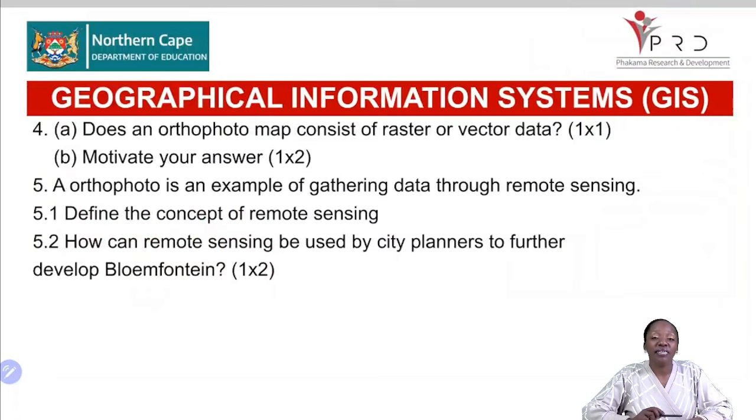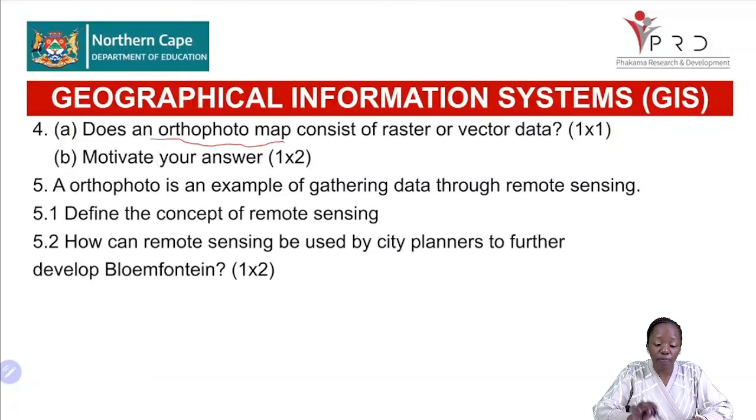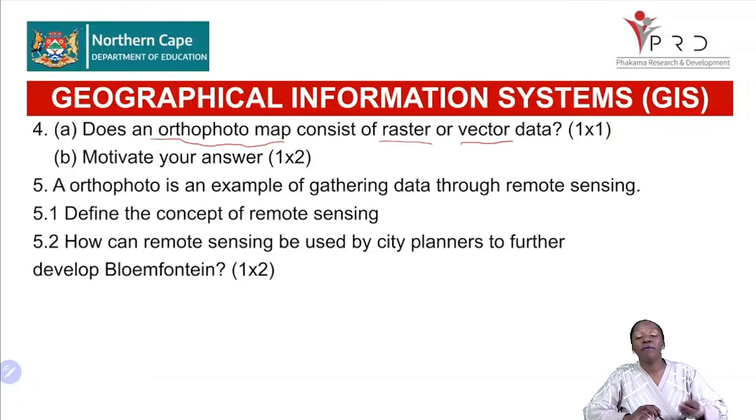It says, does the orthophoto map consist of a raster or a vector data? Remember, beginning of our lesson, I said it is important to know the difference between these two so that you can be able to locate which map represents which data. And then at B, you need to motivate your answer. When you are saying motivate your answer, it means give a reason. Whether you chose orthophoto map is a raster, you need to give a reason. Or whether we have chosen orthophoto map is a vector, then you give a reason.